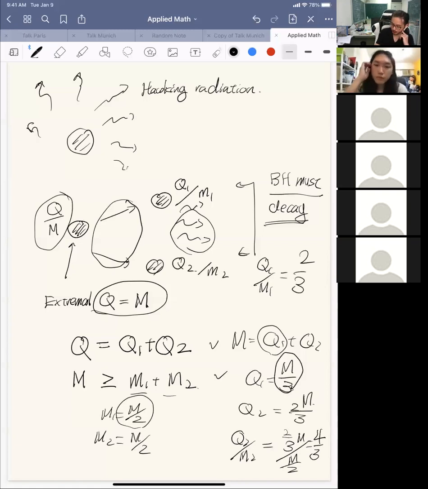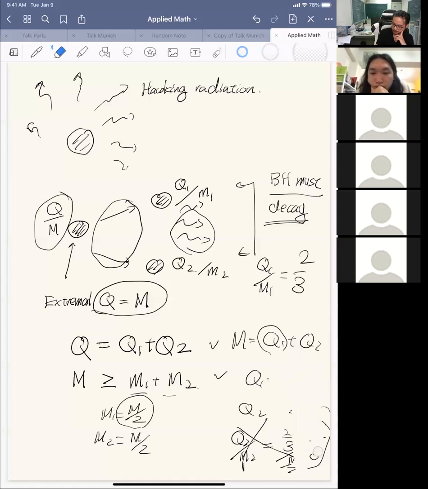So can someone tell me what is the problem with this? It exceeds the bound of extremal black hole. Exactly. This exceeds the extremal black hole, so this state cannot exist. This cannot exist as a black hole state.